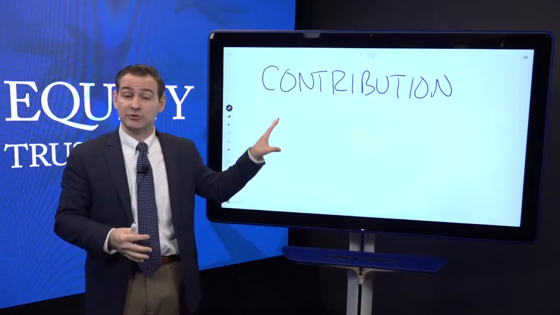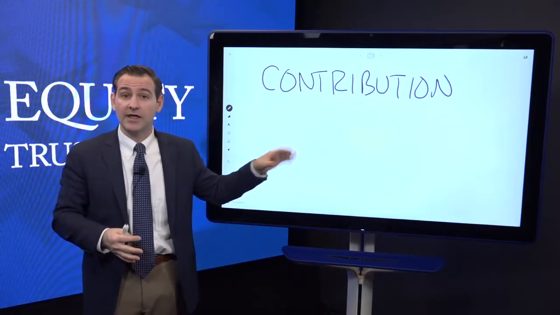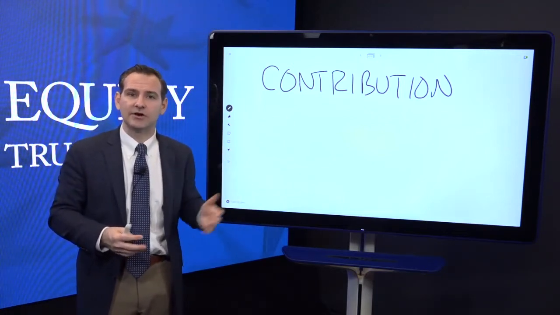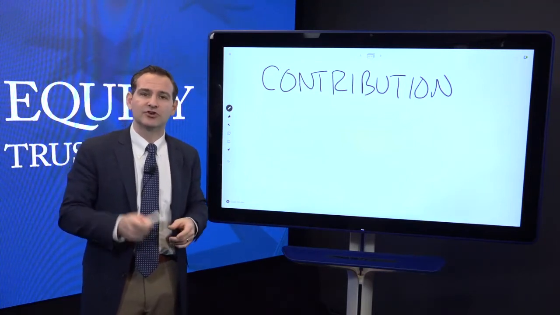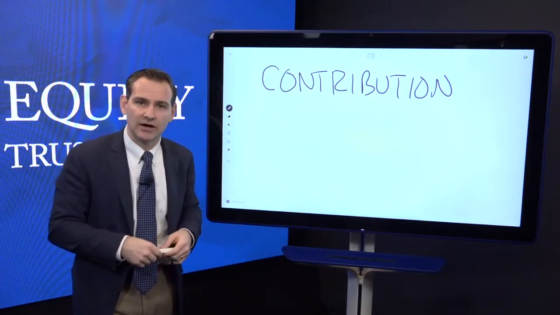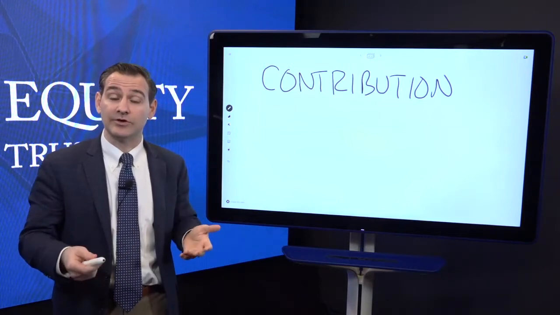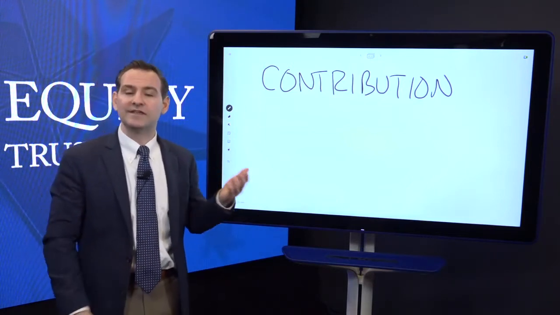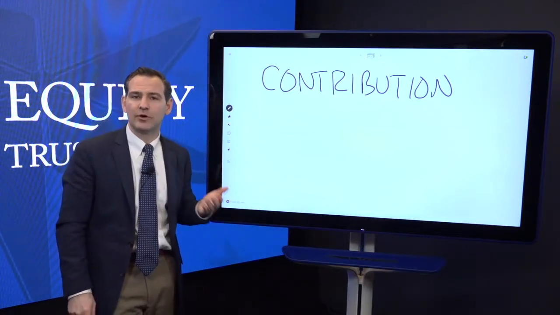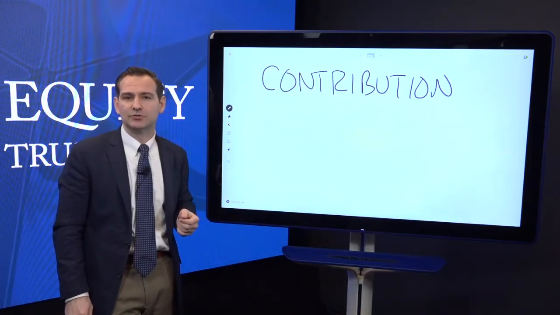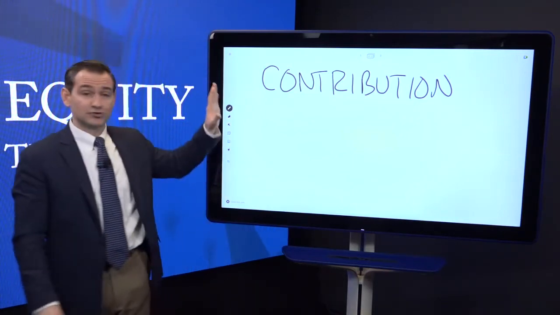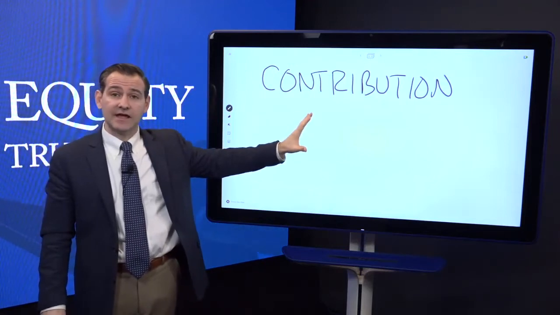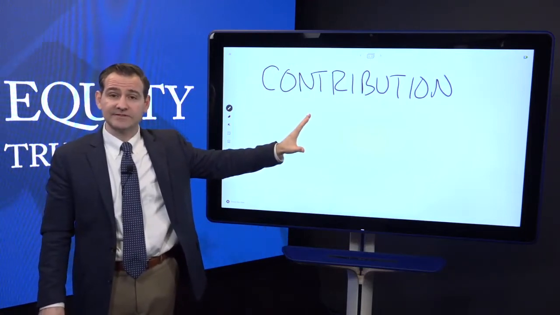Contribution limits to a traditional or Roth IRA can vary depending on the year in which you're making the contribution. So you're going to want to go to irs.gov and look up, in the applicable year that you're watching this video, what the annual contribution limit for an IRA is in that individual year. Traditional IRAs and Roth IRAs have the same contribution limits.